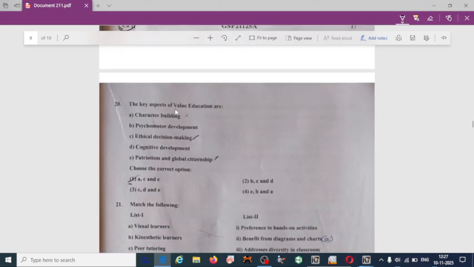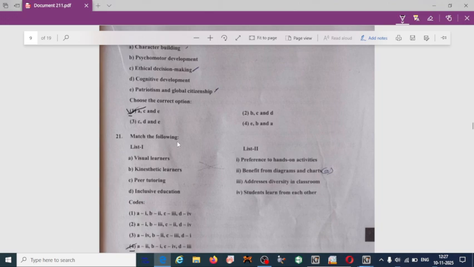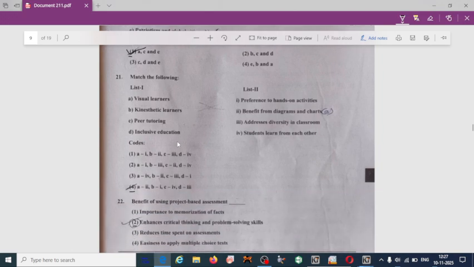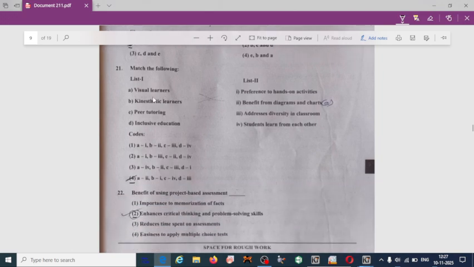The key aspects of value education are character building, psychomotor development, ethical decision making. So A, C, and E. Option 1 is correct. Match the following. Here visual learners, kinesthetic learners, peer tutoring, inclusive education. Option 4 is correct.